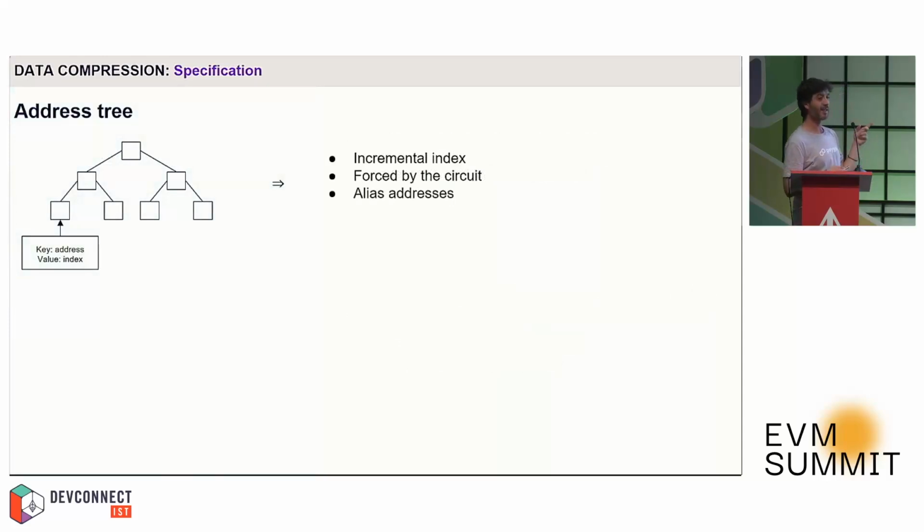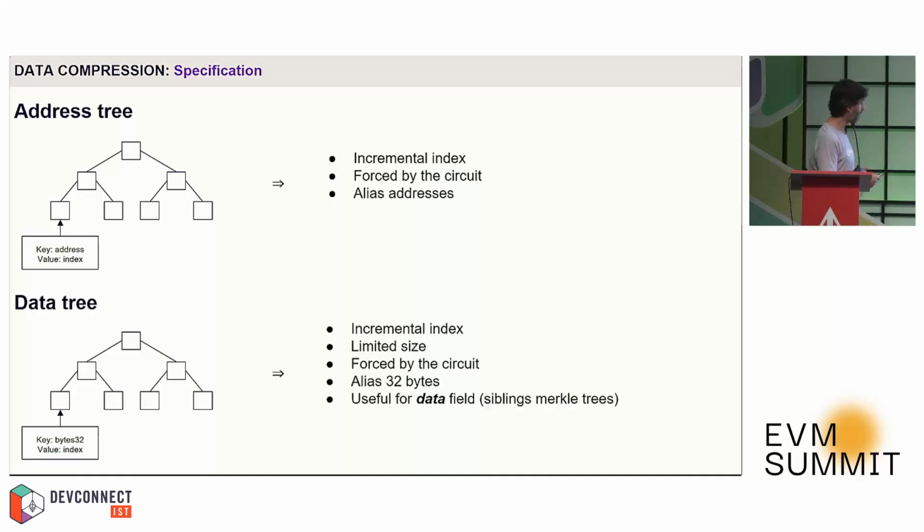The first one is the address tree. You can see the address tree as a mapping between an Ethereum address and an index, a short index. So instead of having 20 bytes, we will have just 1 byte to refer to an Ethereum address. And the same happens with the data tree. The data tree is just, you can imagine, a mapping between 32 bytes and an index in the Merkle tree. Okay?